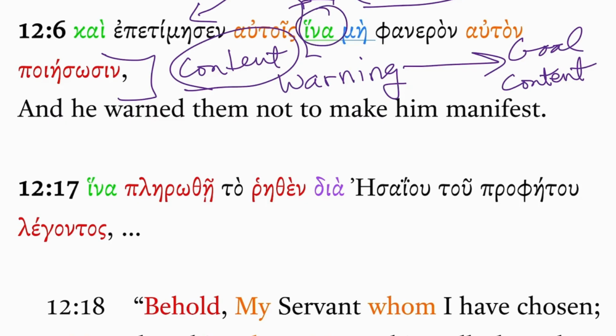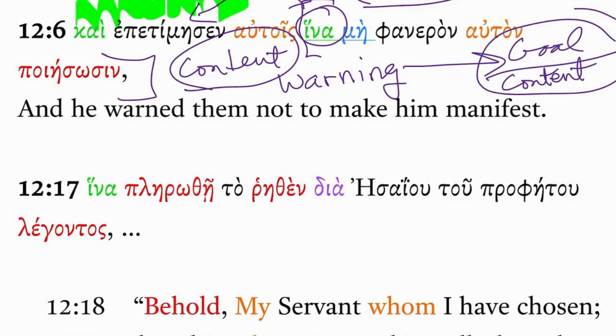So ina can be used to indicate content of verbs of fearing, warning, that kind of thing. So it's interesting. This is a little bit of a gray area where the content is simultaneously also the goal. So the means is the warning itself. He's talking to them saying, hey, don't do this. And then the content is also like a goal that he's arriving at. So anyway, we see ina me there.